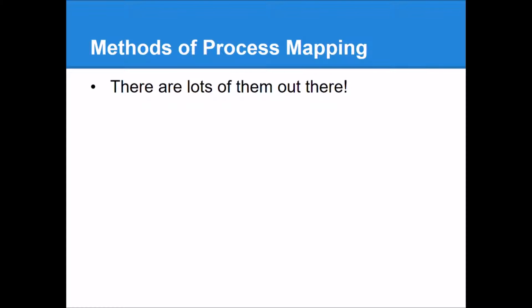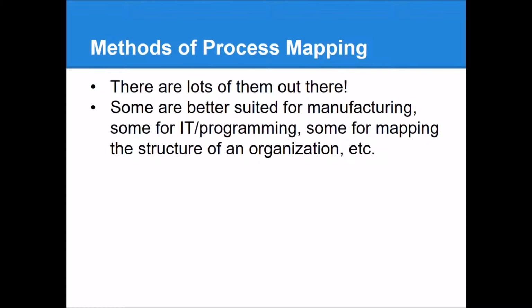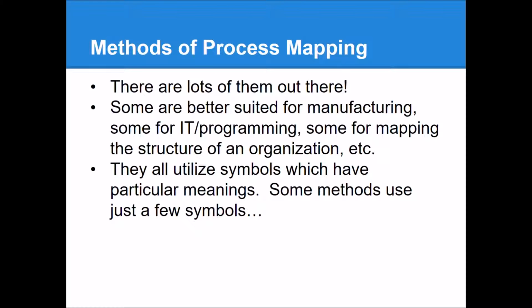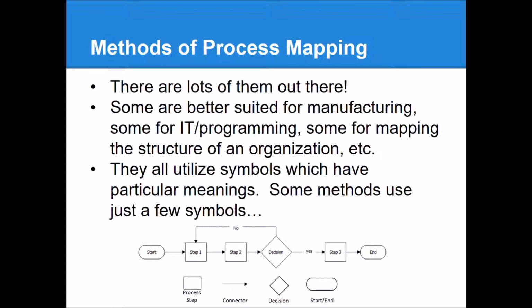There are many different methods for process mapping out there. Some of them are specifically suited for manufacturing settings, some for IT or programming, some of them for organizational structure mapping. They all have one thing in common, and they each have specific symbols, and those symbols have particular meanings within the process map. Some simple methods use just a few symbols, like those you see below: squares, arrows, diamonds, circles, to delineate very basic kinds of steps.